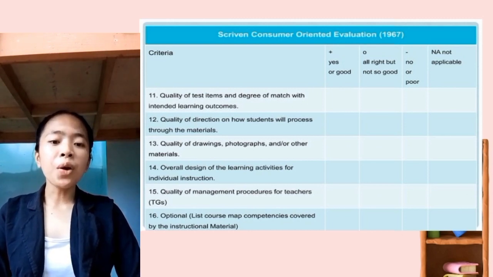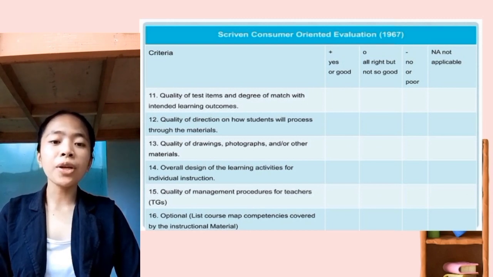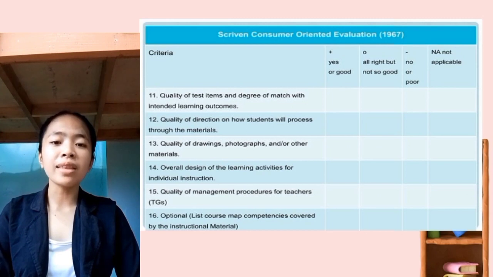So the primary goal of COE is to ensure that the curriculum meets the needs and expectations of its intended users. By actively involving the stakeholders in the evaluation process, COE aims to provide a comprehensive understanding of their perspectives, preferences, and experiences with the curriculum.